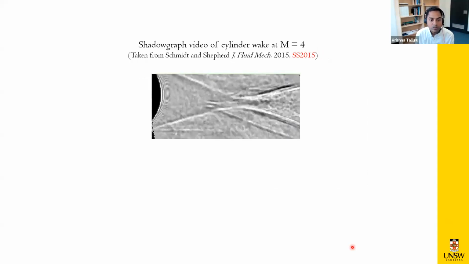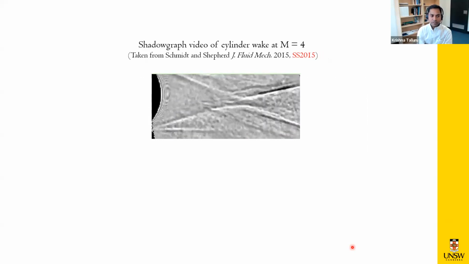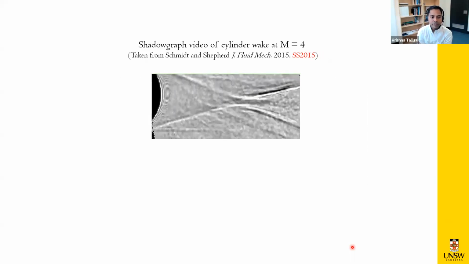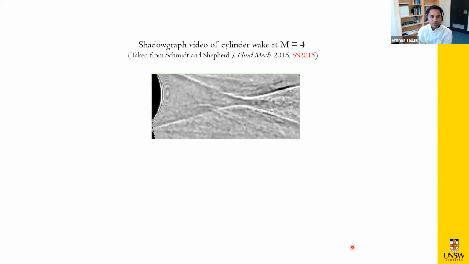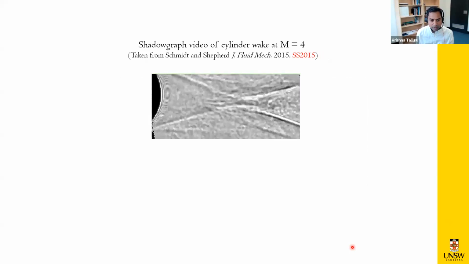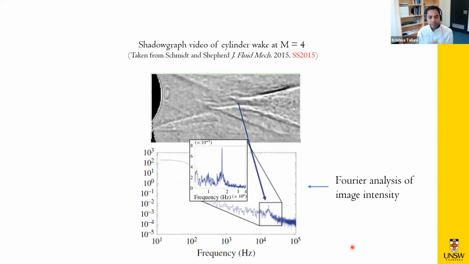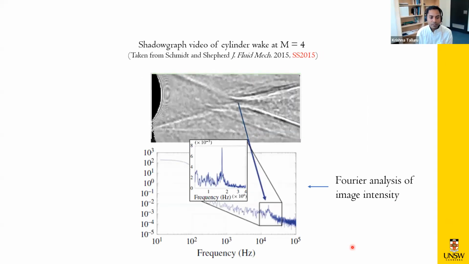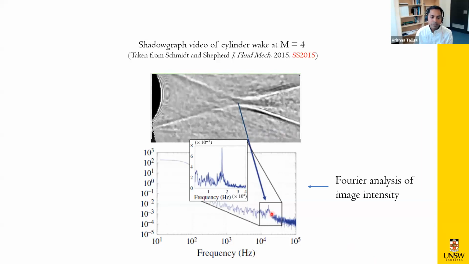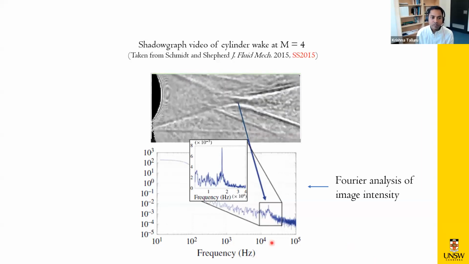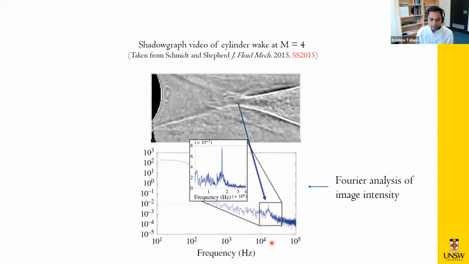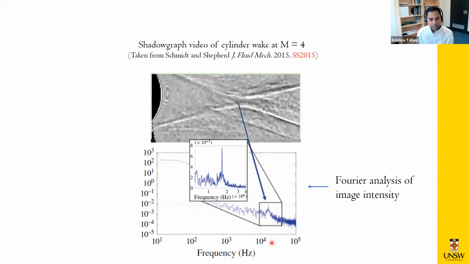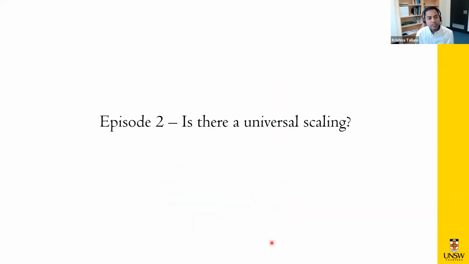They also provided evidence from experiments. This is a shadowgraph video of the near wake region of a cylinder wake at Mach 4. They then looked at the image intensity and computed the Fourier spectrum, and they found a dominant frequency of about 16 kilohertz at these flow conditions. They then varied the Reynolds number and Mach number to see if there was any universal scaling.